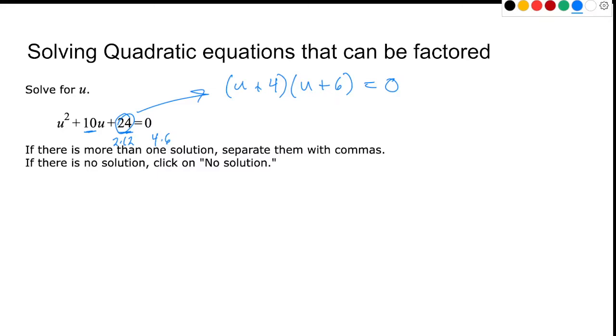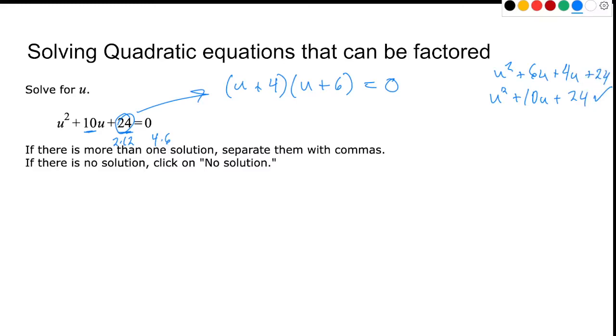What you want to do on your scratch work is FOIL it back out. So u times u is u squared. u times 6 is 6u. If you're good at factoring and you've got this, that's great, sometimes you can just fast forward. And then 4u, and 4 times 6 is 24. So just make sure that it all fits back together nicely. 6 plus 4 is 10. And there's a check. We got back to what we started with.